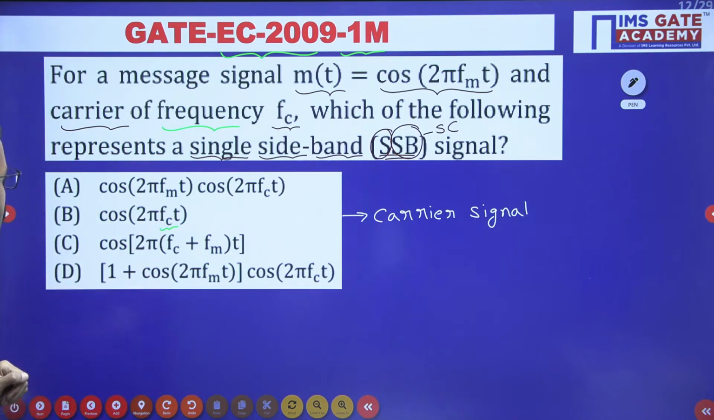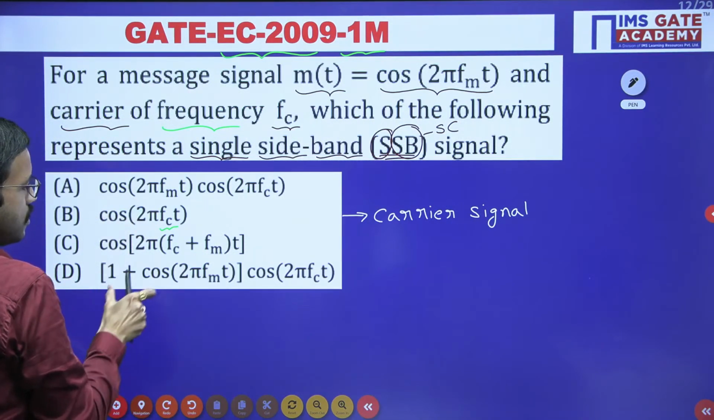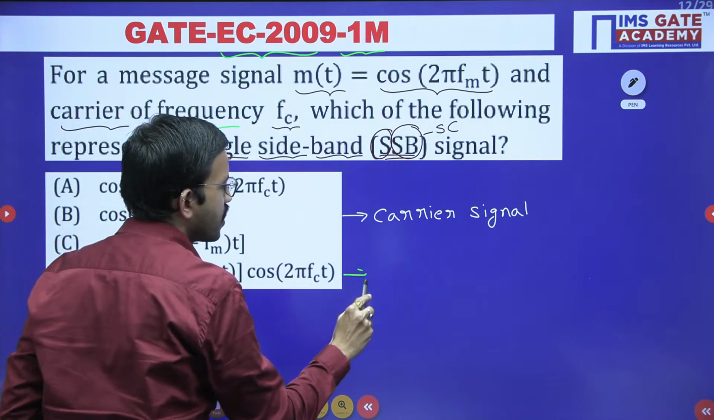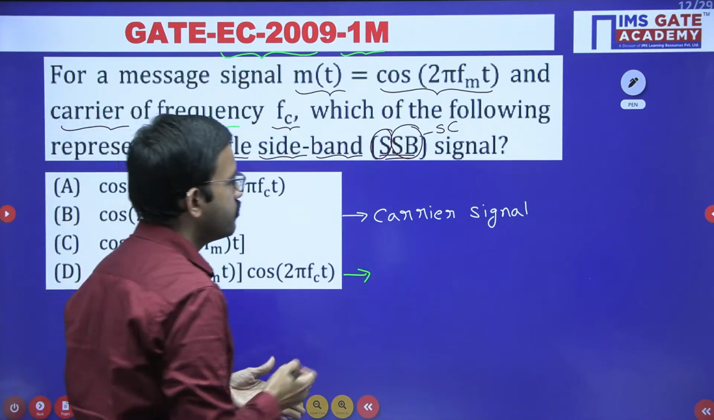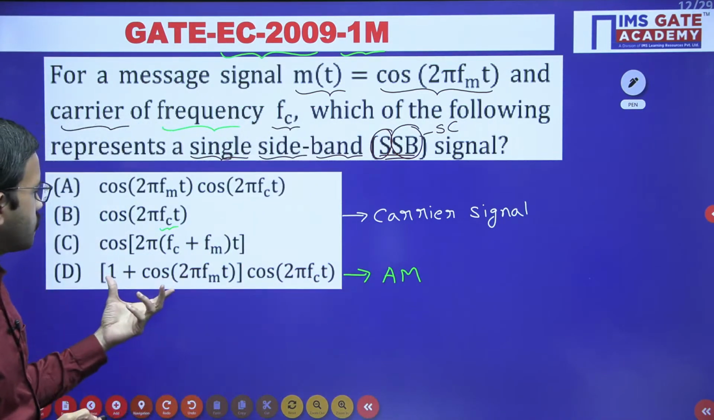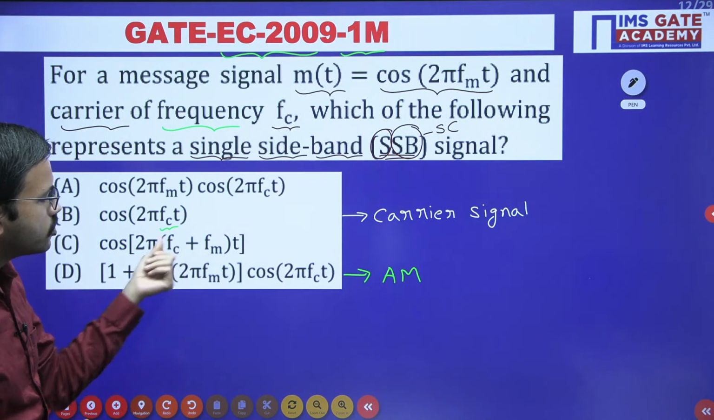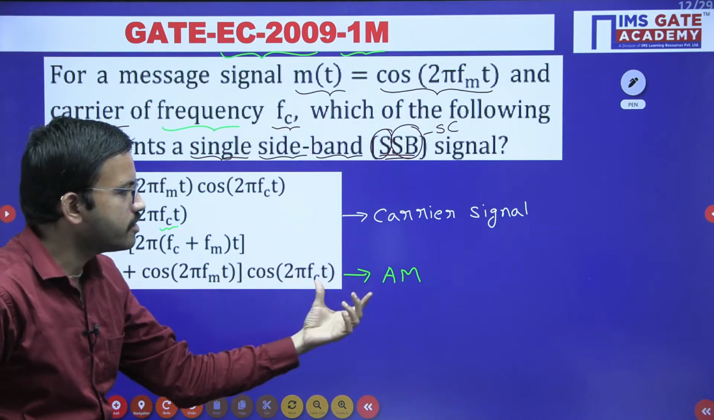Now regarding option D, if you observe, this is the standard equation of AM signal. You can observe Ac into 1 plus Ka m of t into cos 2 pi fm t, into cos 2 pi fc t. So this is the standard equation of AM.